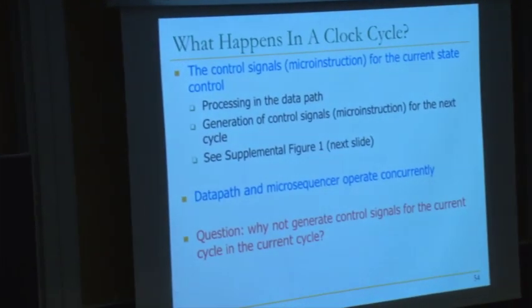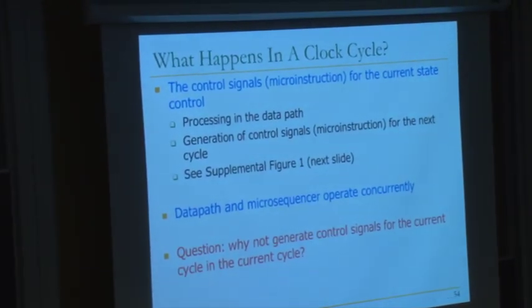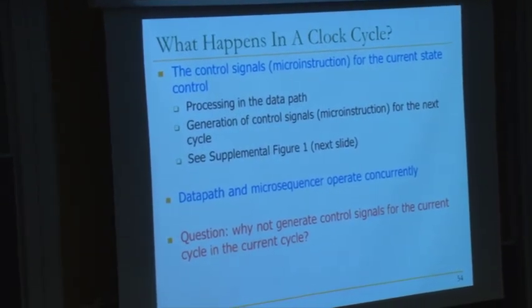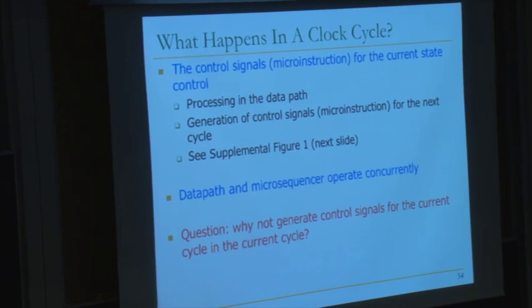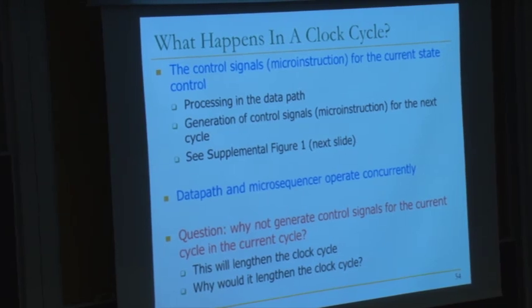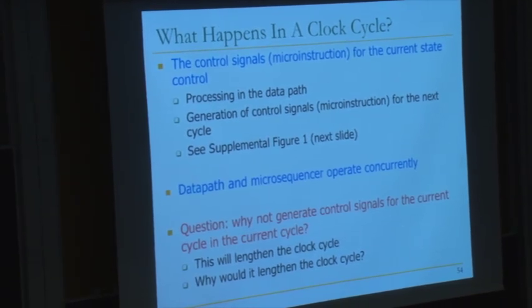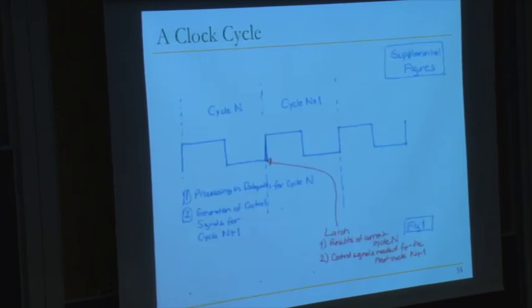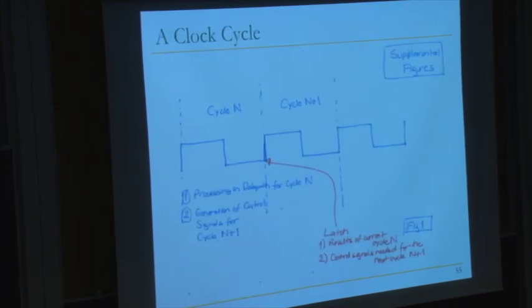But why not generate control signals for the current cycle in the current cycle? Well, that lengthens your critical path. That would be one of the major mistakes in designing a microarchitecture like this. Why would it lengthen the clock cycle? Well, because control signal generation doesn't take zero time, right? And you will see this. Let's take a look. I like thinking of it abstractly this way.